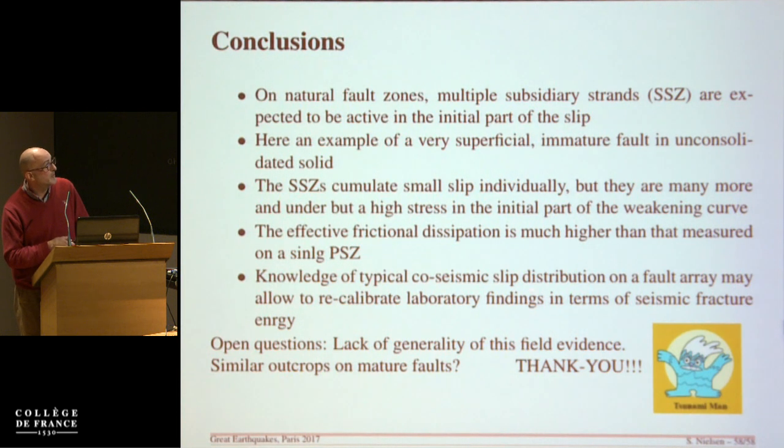So knowledge of typical coseismic slip distribution on a fault array may allow us to recalibrate laboratory experiments in terms of fracture energy to feed into our modeling. And an open question: probably this field evidence lacks generality. Do we have similar outcrops on major faults, if we know whether they have been seismic or not?